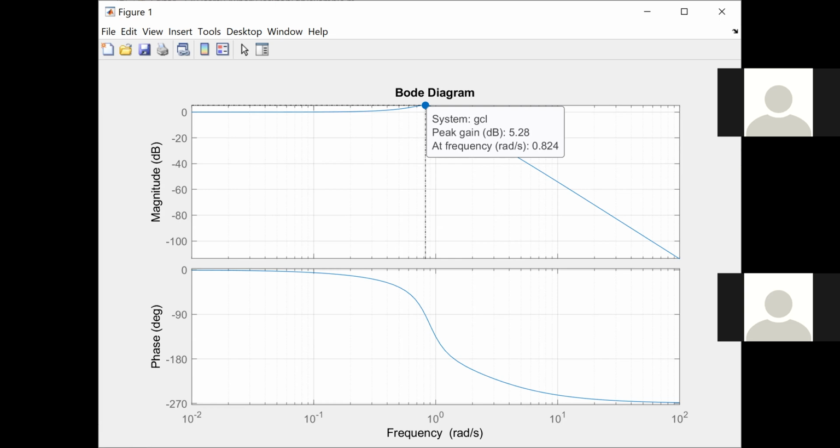Aduh, nak kena kira pula. Siapa pandai? 10 to the power of 5.28 divided by 20. How much? Anti-log. 1.837. Betul eh? Okay.